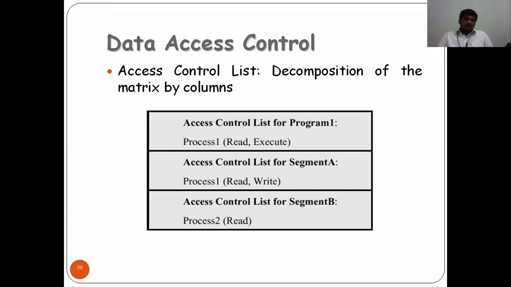So there is a matrix, and here we have a list. Another one is the access control of segment A. Each column is a list, for example, the first column is program one, the second column is program two, and so on, then segment A, segment B. If I want to write an access control list for program two, what do I write? Nothing is there. Only for segment B do we have a process that can read. Process two can read.